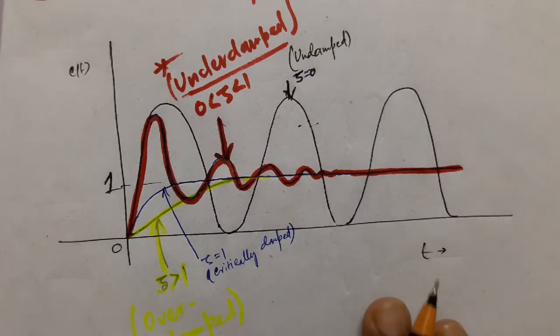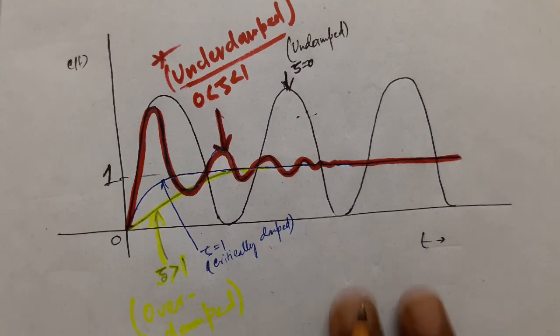In my next videos I am going to discuss the steady state error, which is one more parameter of the time domain response analysis of a second order system or any type of system. There can be type 0, type 1, type 2, type 3. So for those systems I will be discussing the steady state error.